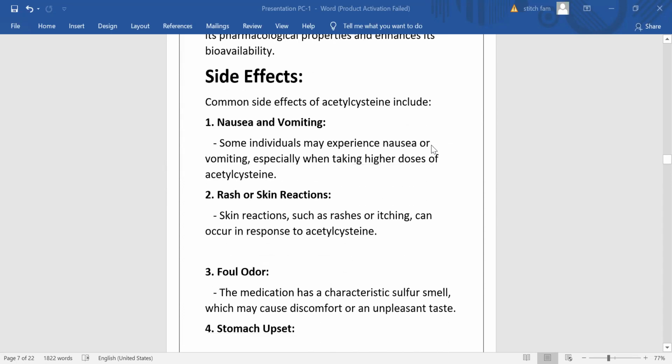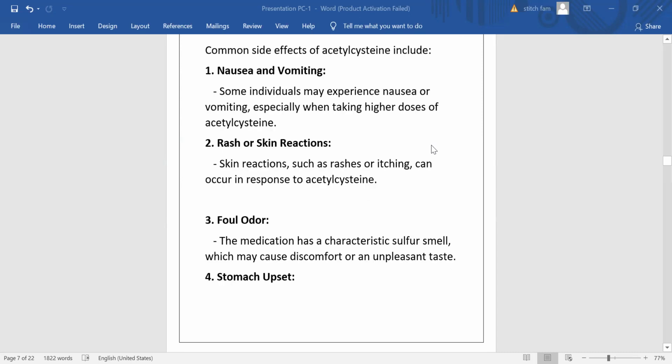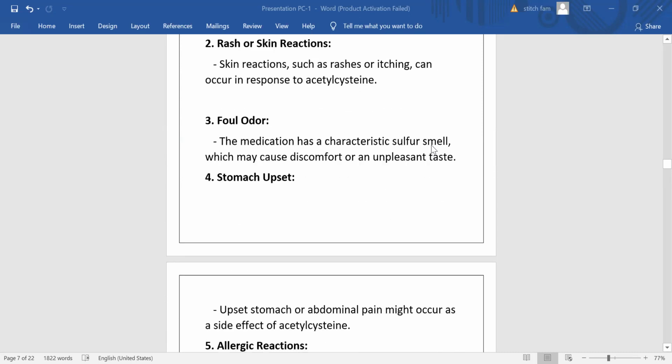We are familiar with some of its side effects. Common side effects of acetylcysteine include number one, nausea and vomiting. Some individuals may experience nausea or vomiting, especially when taking higher doses of acetylcysteine. Number two, rash or skin reactions. Skin reactions such as rashes or itching can occur in response to acetylcysteine. Number three, foul odor. This medication has a characteristic sulfur smell, which may cause discomfort or unpleasant taste.